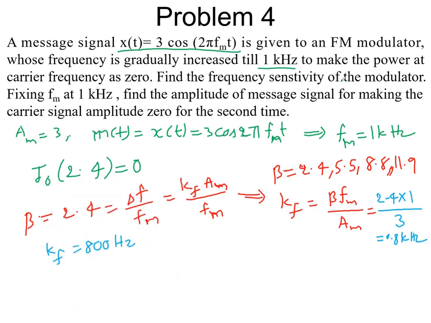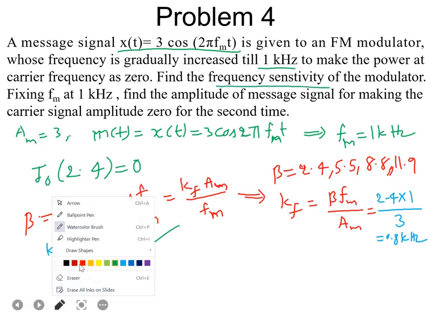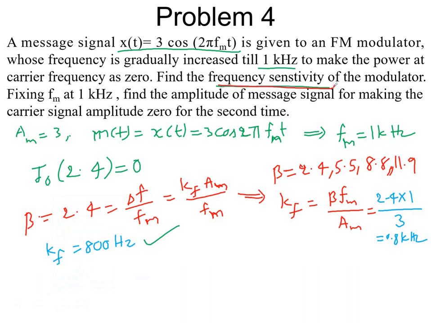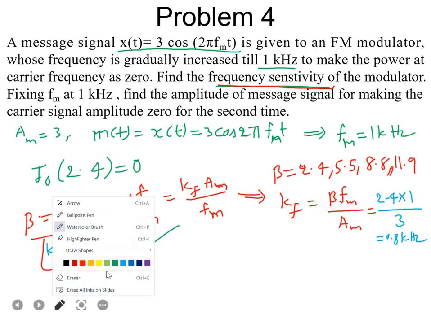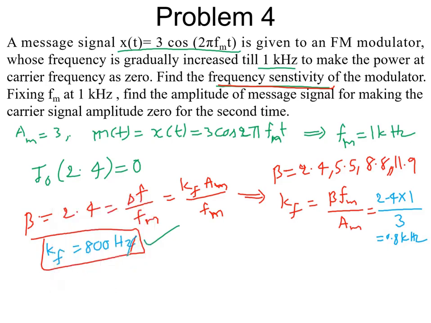Now, what is given here is to find the frequency sensitivity, which you have already found out. That is what you are required to find. The first one, find the frequency sensitivity: you had already found out 800. Sorry, what are the units here? For frequency sensitivity, the units are hertz per volt.